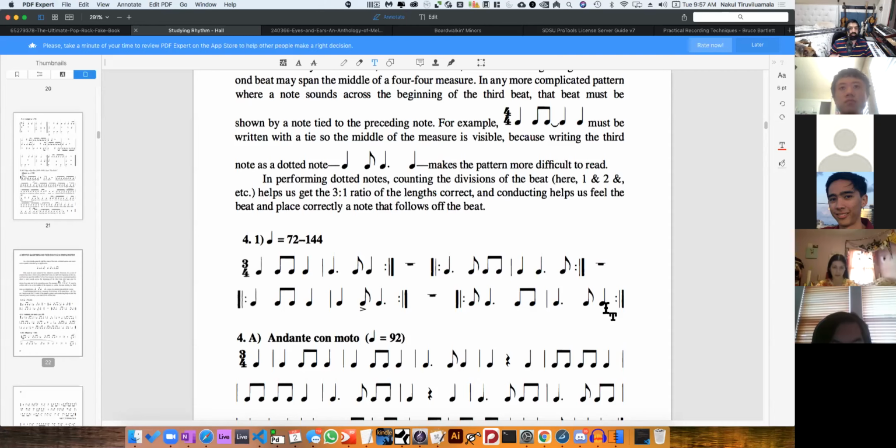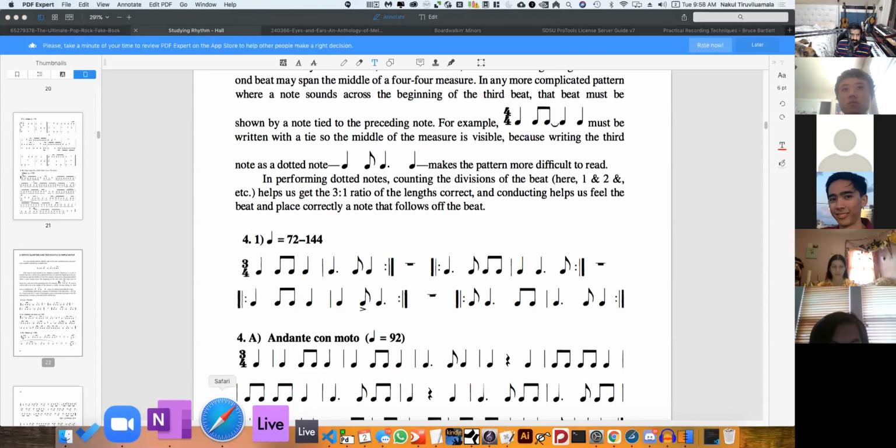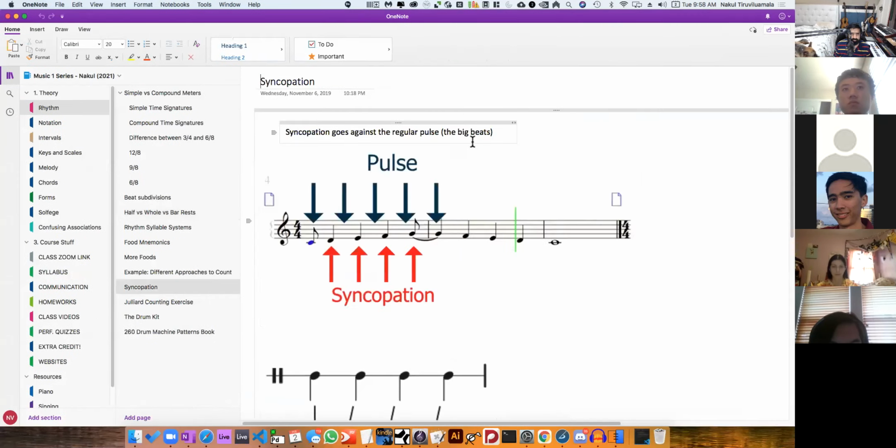Okay. These ones might have thrown you off. This right here is syncopation, okay? Syncopation is tricky. Basically, syncopation is when you have a rhythmic event that starts on an offbeat and is held through the length of a big beat. So for instance, let me show you an example of this. I think I have an example already made. Okay? So it goes against the regular pulse, the big beats, right?